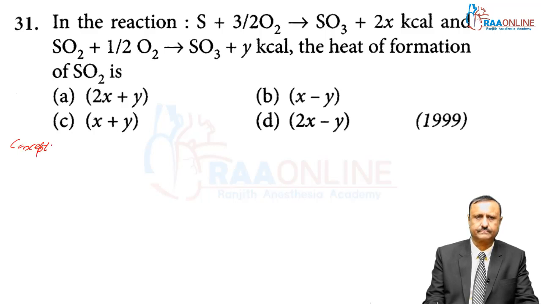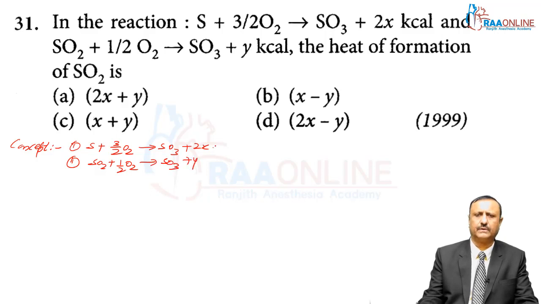Concept. Here's S plus O2. Number one equation here, S plus 3/2 O2, is a required reaction to give... two reactions are there, no? SO3 plus 2x calories, it's a given reaction. Number 2 is SO2 plus half O2 to give SO3, and it is Y kilocalories.